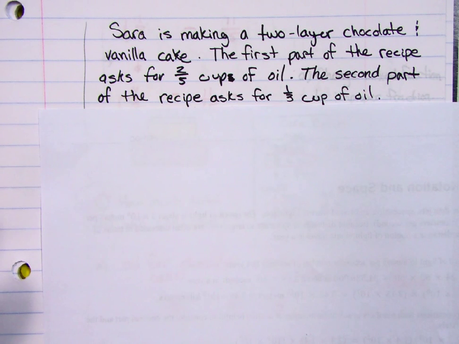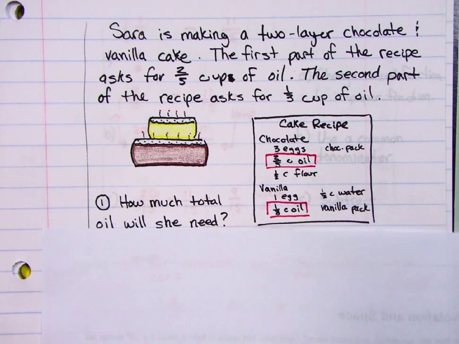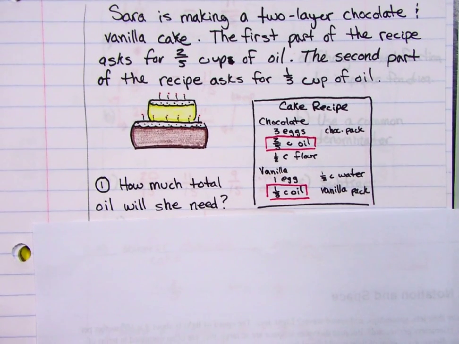Here's another example. Sarah's making a 2-layer chocolate and vanilla cake. Yum. The first part of the recipe asks for 2/5 cups of oil. The second part asks for 1/3 cup of oil. So that's kind of what the recipe looks like. How much total oil will she need?